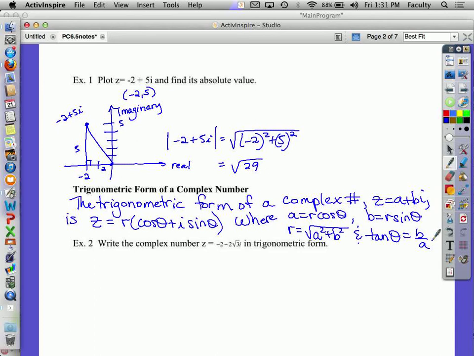I am going to give you a formula sheet for the next quiz that has 6.5, what you need, and it'll have these kinds of things on it. So example 2 says, write the complex number z in trigonometric form.